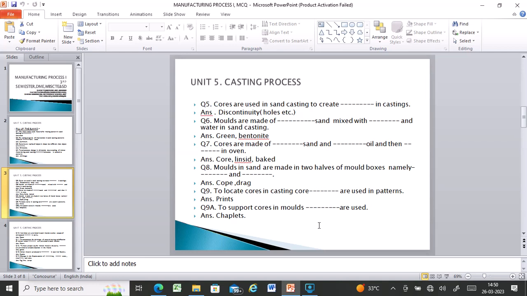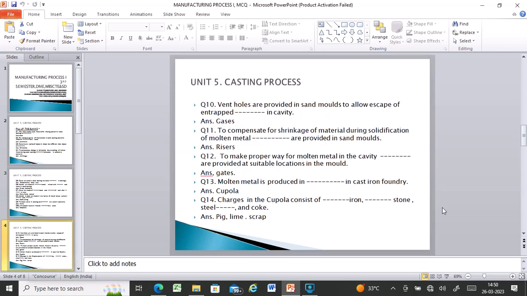Question 8. Molds in sand are made in two halves of mold boxes, namely dash and dash. Answer: cope and drag. To locate cores in casting, core dash are used in patterns. Answer: prints. Question 9a. To support cores in molds, dash are used. Answer: chaplets.